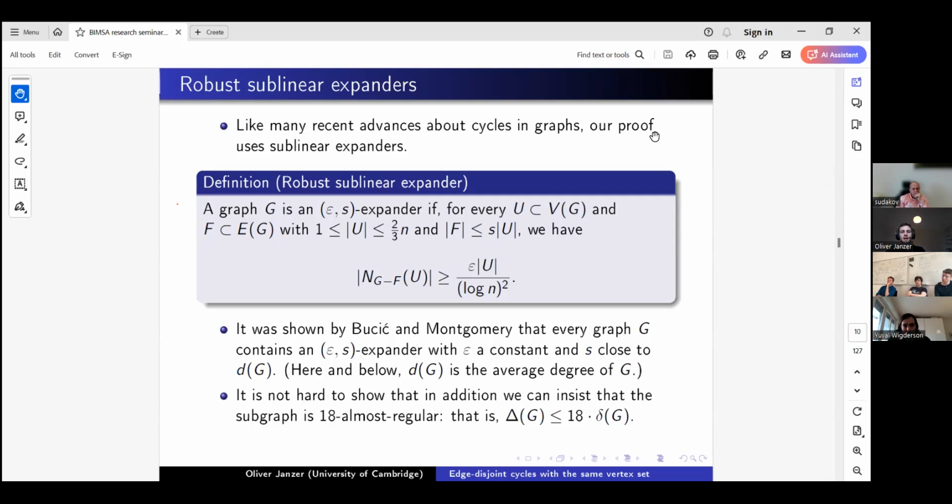And it is not actually hard to show that, in addition, you can achieve some sort of regularity. But it's a relatively weak sense of regularity, at least for our purposes, it will not be sufficient. You can easily achieve that your expander is also 18-almost regular, by which I mean that the maximum degree is at most 18 times the minimum degree. As we will see in the proof, I'll convince you that this regularity is not enough for our proof to go through. So you'll need a more regular expander than this.